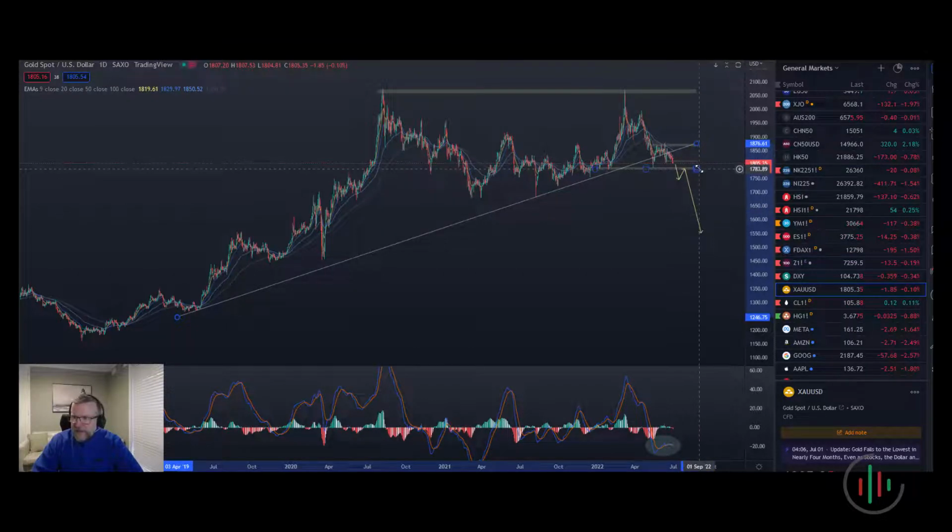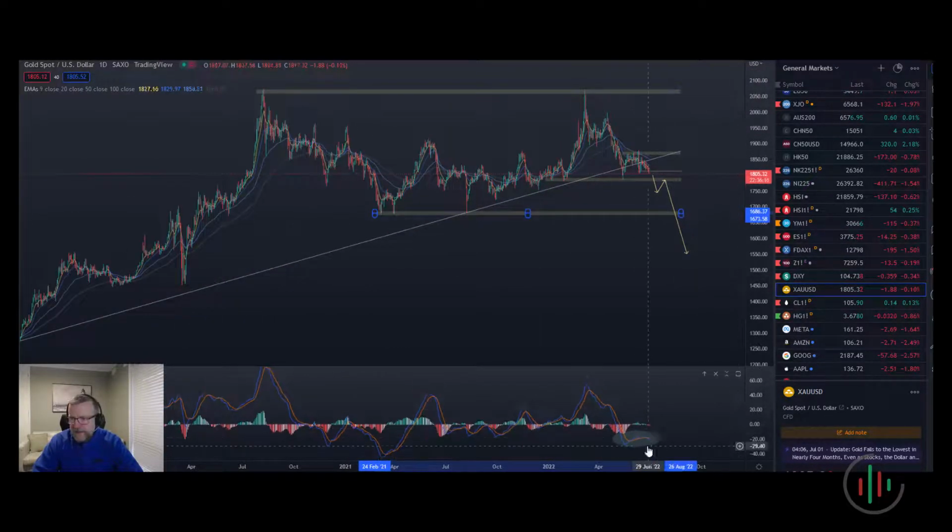Doesn't mean it can't get through that 1785. We might be looking for a move down to here, 1673. No reason why we can't. Technically, that's what it's looking like. On the MACD, it's looking like it's set to roll over as well.